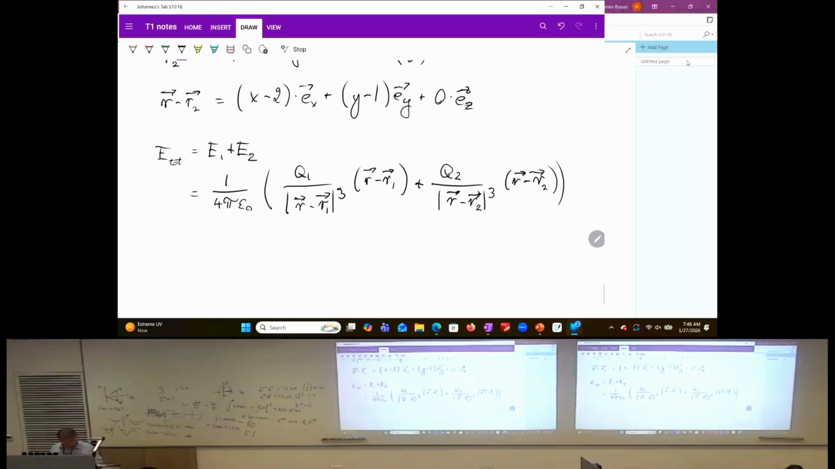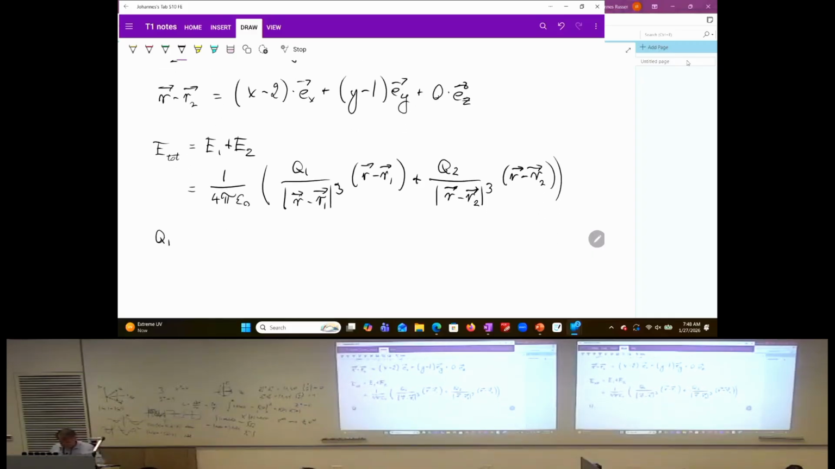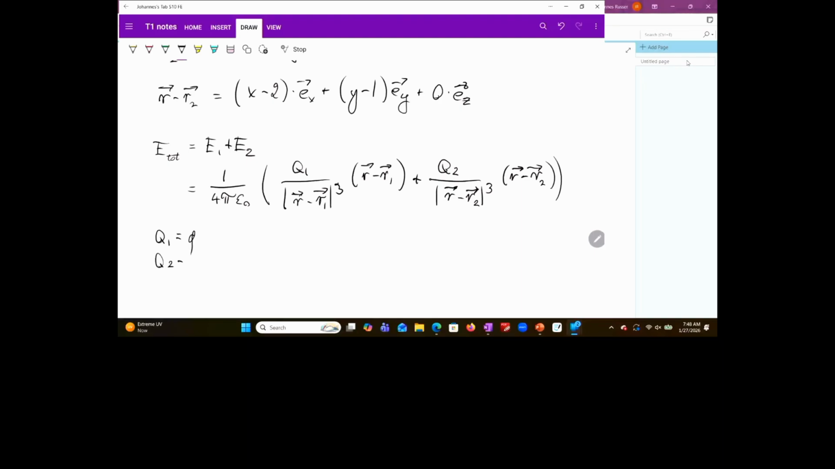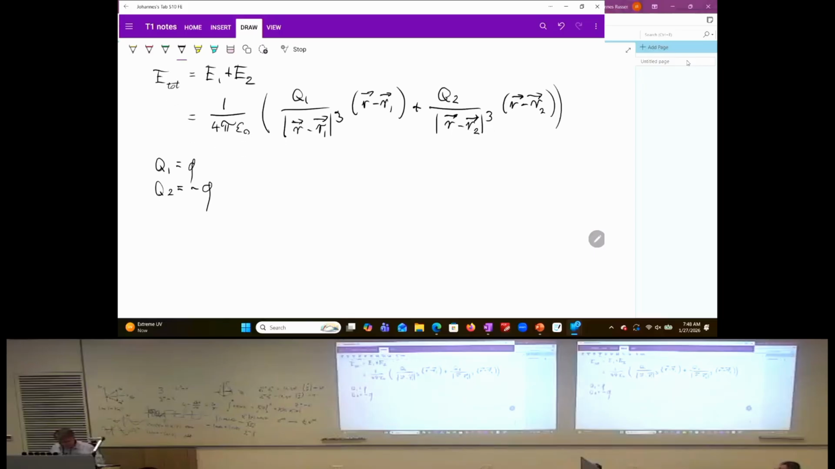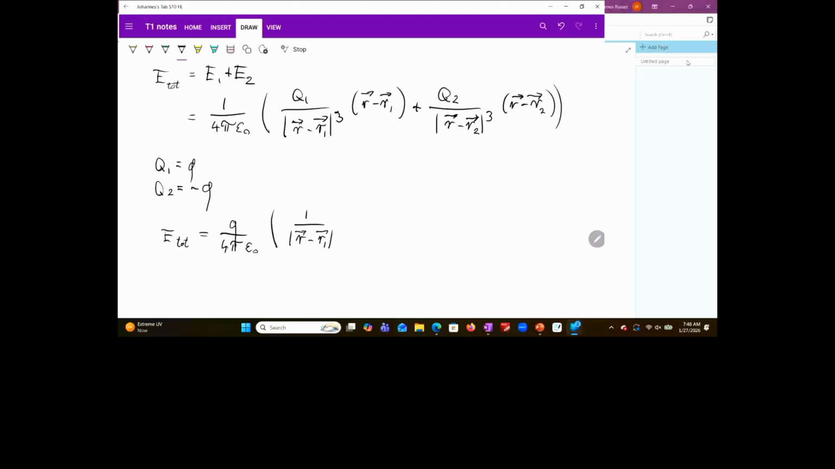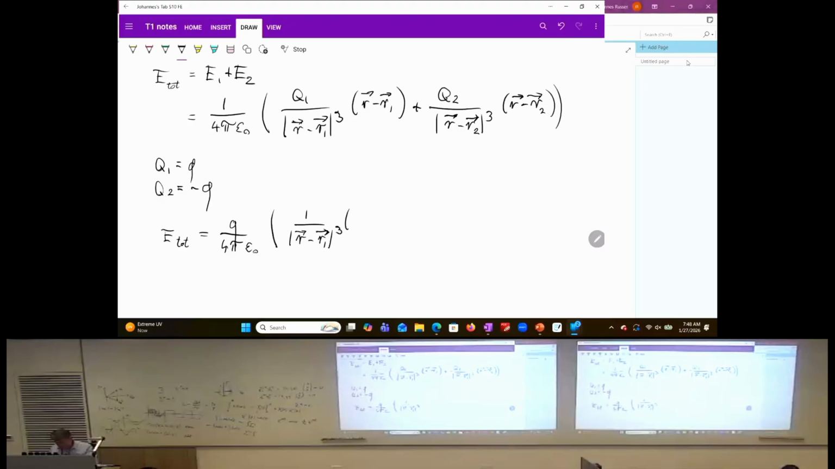You agree? So we had said Q1 is Q, Q2 is minus Q. So let's put that in again. Then we get the E total is, we can pull out the Q, over 4 pi epsilon naught, 1 over R minus R1, the power of 3 R minus R1.